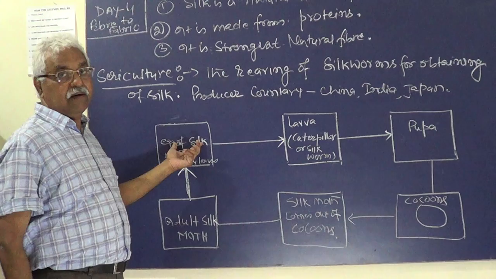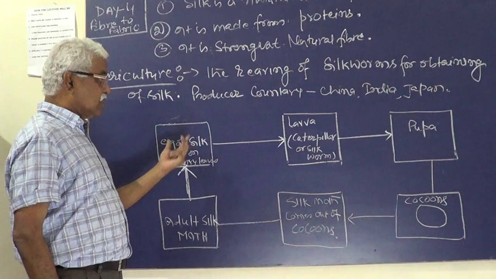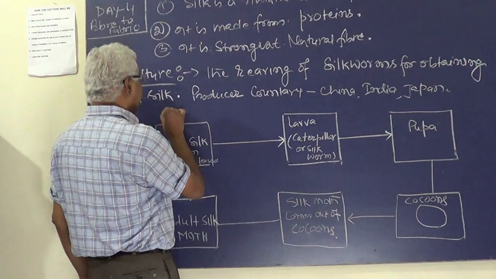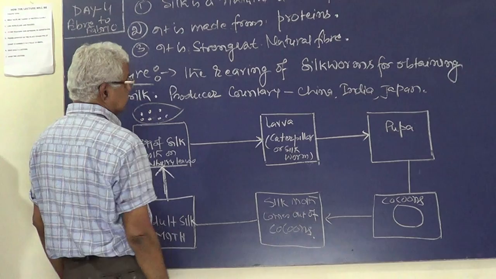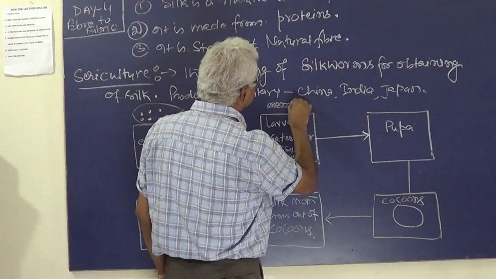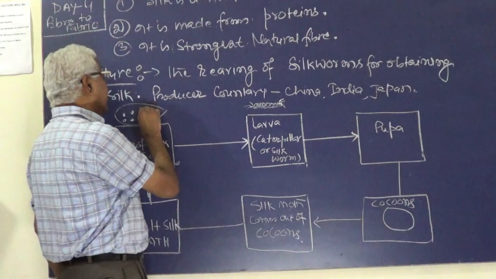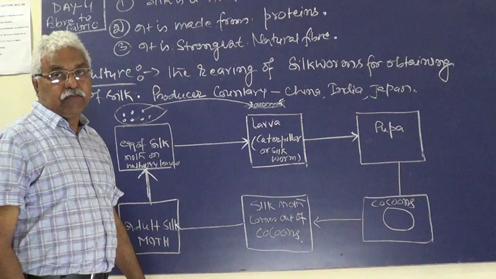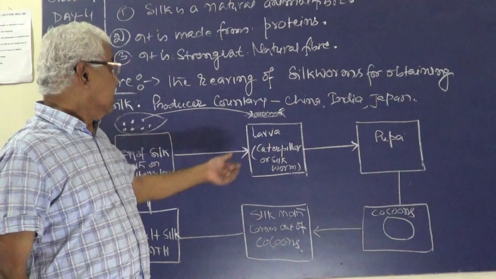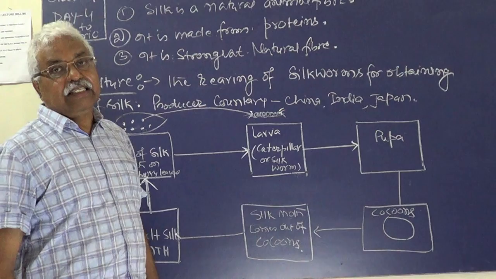These eggs are hatched. Slowly the eggs grow and become larva. Eggs are like this on mulberry leaves. A larva is like this. After hatching, the silkworm is like this. So the egg of the silkworm, after hatching on mulberry leaves, becomes larva. That is the caterpillar or silkworm. It takes the shape of a full worm.